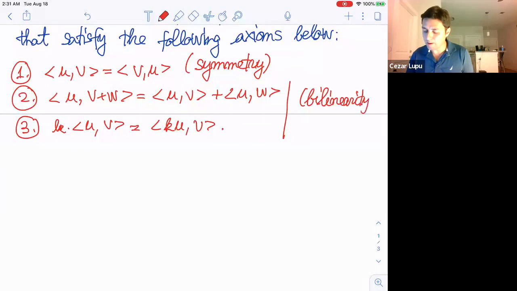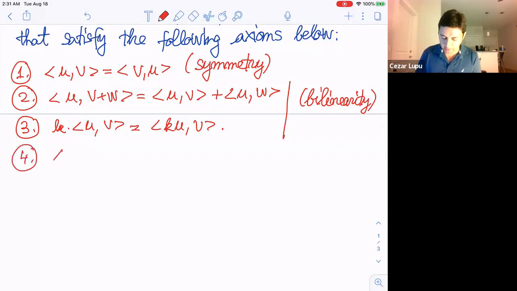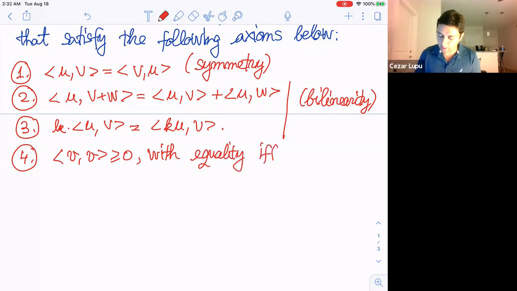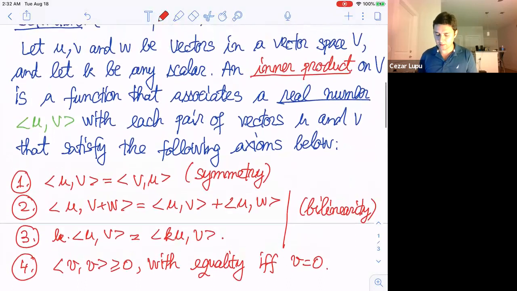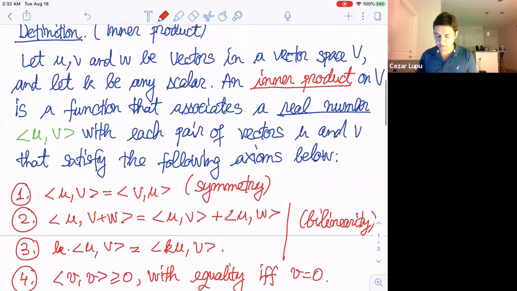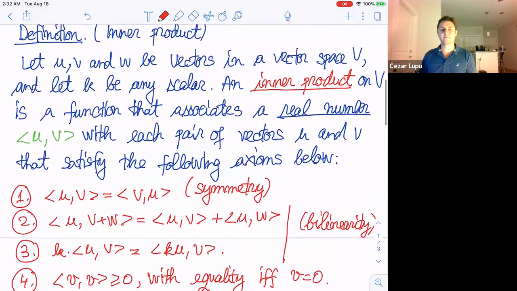We have bilinearity. And now the fourth one, of course: the inner product between v and v will always be non-negative, with equality if and only if the vector v is the zero vector. All right, so these are the 4 axioms. So this is basically the definition of an inner product. Let's look at it.